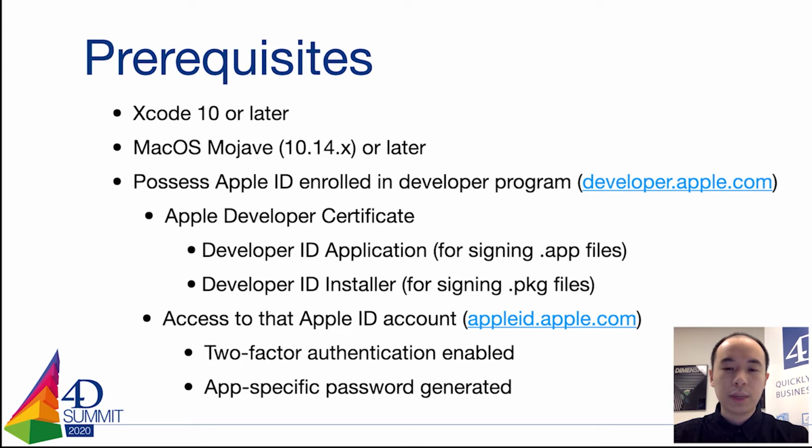If you plan to archive your application in a .pkg file, make sure you have the developer ID installer in your keychain. Otherwise, all you really need is the developer ID application certificate. Next, whenever you log on to your Apple ID account, make sure that two-factor authentication is enabled, as well as this app-specific password. And this app-specific password is used whenever you attempt to notarize your app and need to log in using your email and password.